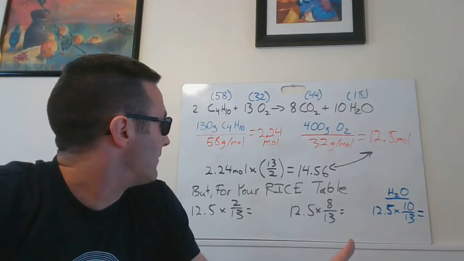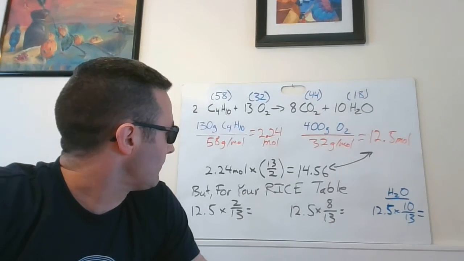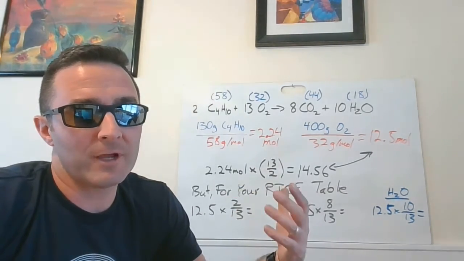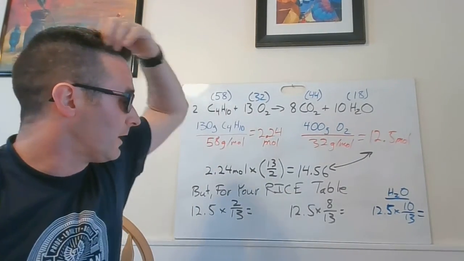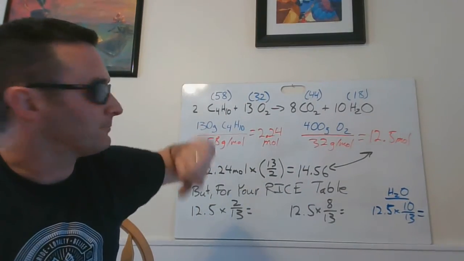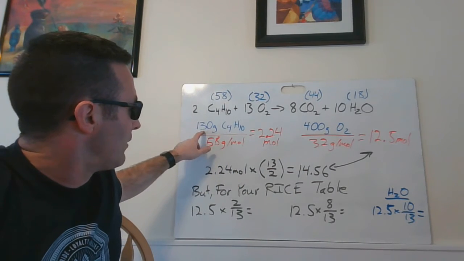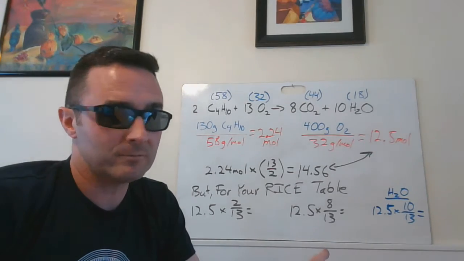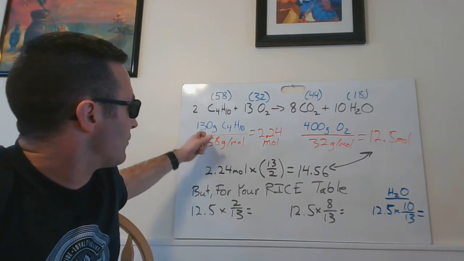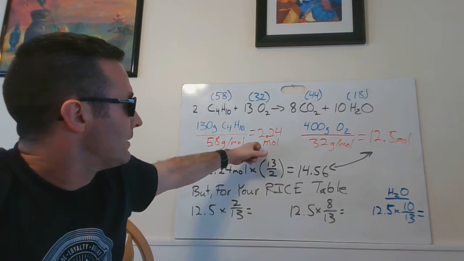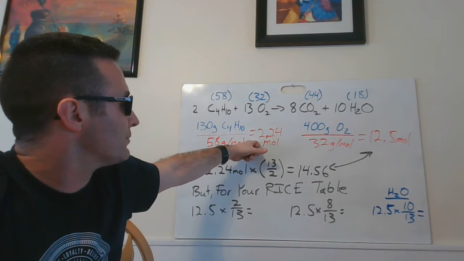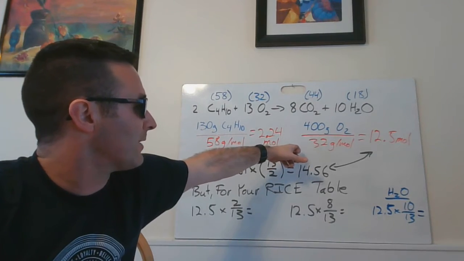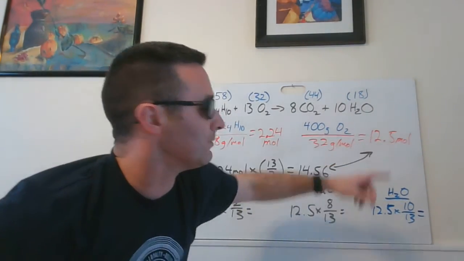So this is butane reacting with oxygen to give you carbon dioxide and water. And again, I'm trying to pick things so you don't have to reinvent your molecular masses. So 130 grams of butane and 400 grams of oxygen. So first step is simple. Get your moles. So 130 divided by 58 is 2.24 moles of butane. And 400 divided by 32 is 12.5 moles.